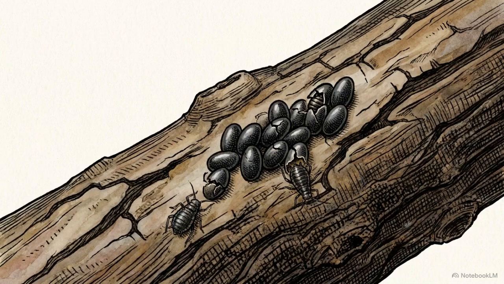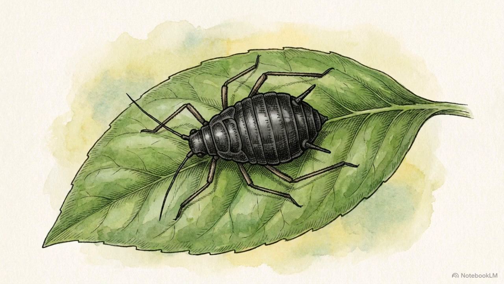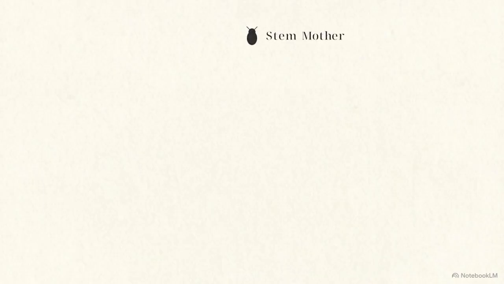The cycle begins in early spring, on the branches of woody shrubs. Overwintering eggs hatch into wingless females known as stem mothers. These stem mothers do not need to find a mate to reproduce. They rely on a process called parthenogenesis, meaning they bypass fertilization. Instead of laying eggs, they give birth to live young. Every offspring is an exact female clone of her mother.